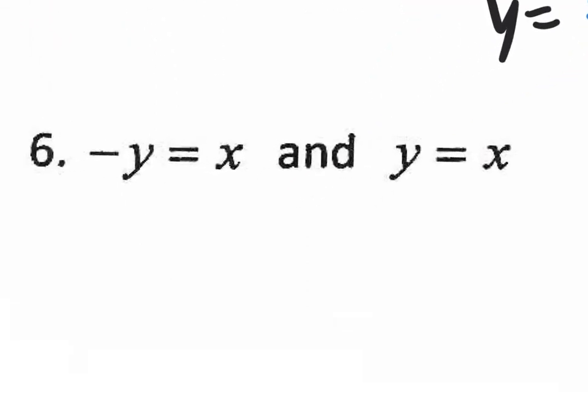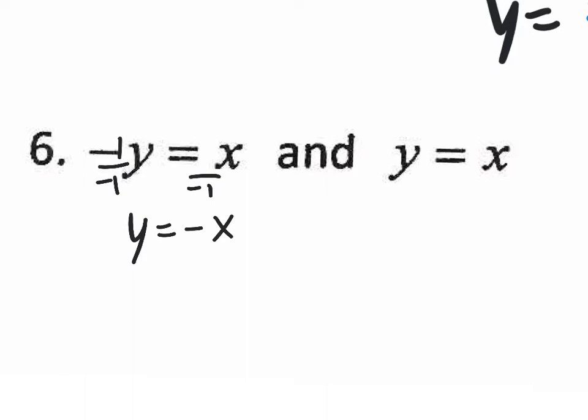Last one. Let's divide by -1 to get y by itself. Divide by -1. So you get y equals -x, and the other one is y equals +x. So the slope on the first one is -1 over 1. The b value is 0. It doesn't have a plus b. And this one's +1 over 1.